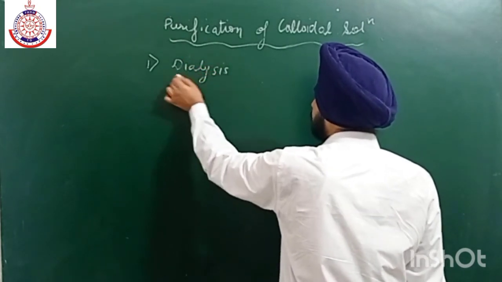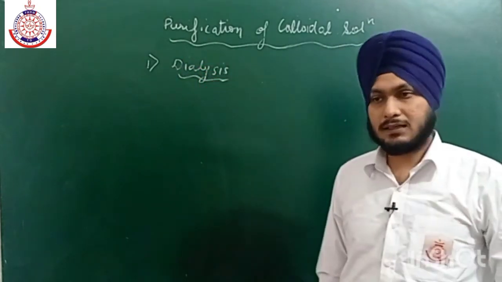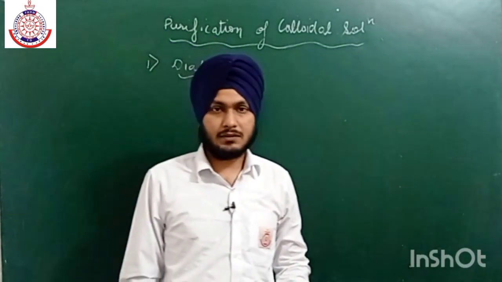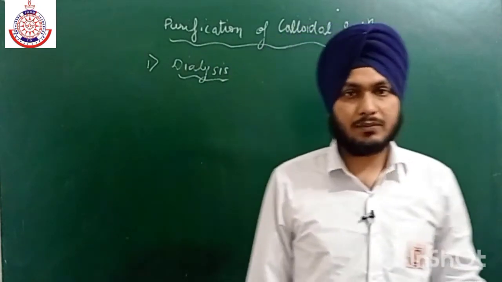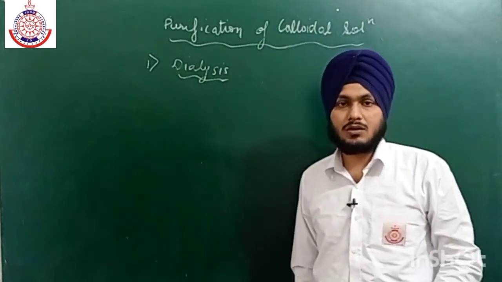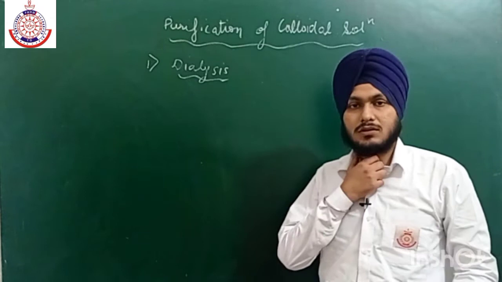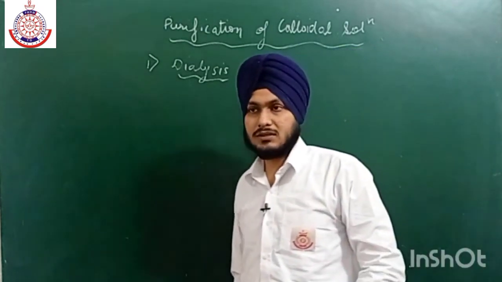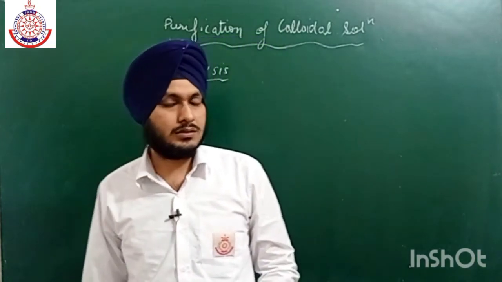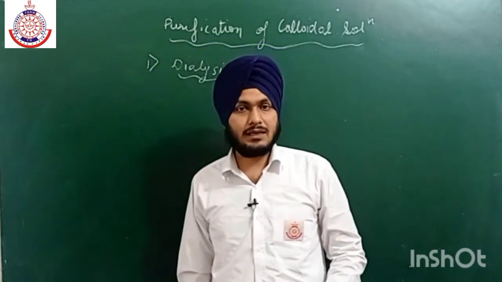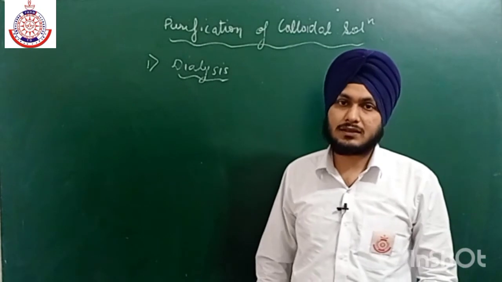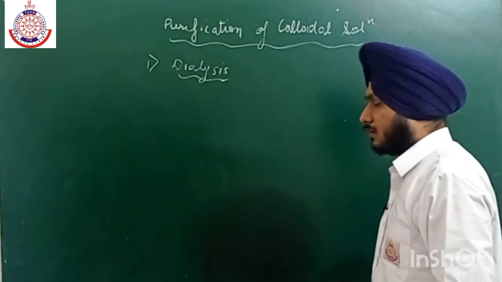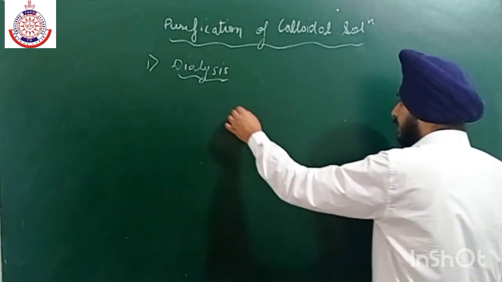we pass the colloidal solution through an animal membrane. As we all know, colloidal solution cannot pass through the animal membrane, but crystalloids have a tendency to pass through it, and in this way we can easily separate crystalloids from colloid. And the apparatus is like this.